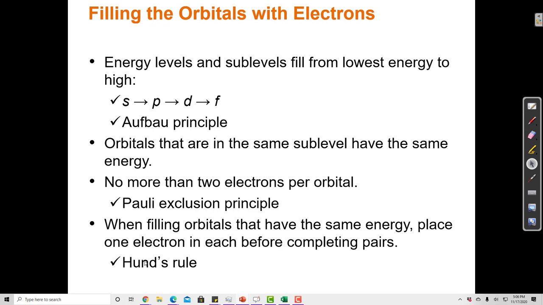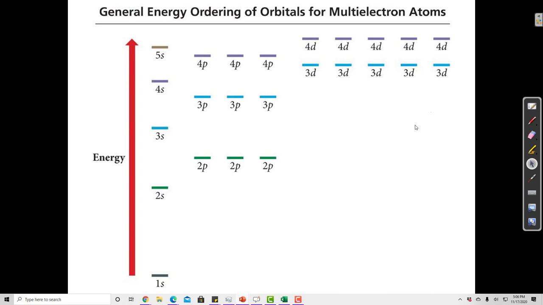That's called Hund's rule. So with these three rules, the Aufbau principle, the Pauli exclusion principle, and Hund's rule, we can successfully fill in electrons on an orbital diagram. So let's look here. Here's an orbital diagram. When I have one electron, it goes in the lowest orbital. When I have two electrons, they can fit here, so this is the lowest space available. So the second electron is going to go in there, but it has to be spin down. One up, one down.